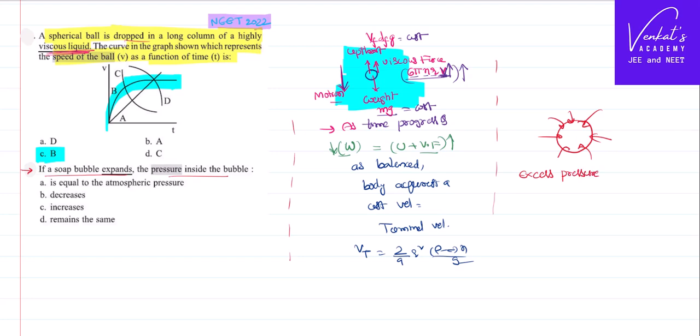Excess pressure in a water drop is 2T by R, in a soap bubble that is 4T by R, where T is nothing but the surface tension of that liquid and R is the radius of that drop. Now it is saying the bubble expands, so what happens? As the bubble expands, the surface tension property of the fluid remains the same, but the radius increases. Since radius is in the denominator, as the radius increases, the excess pressure decreases. So the answer is that it decreases.